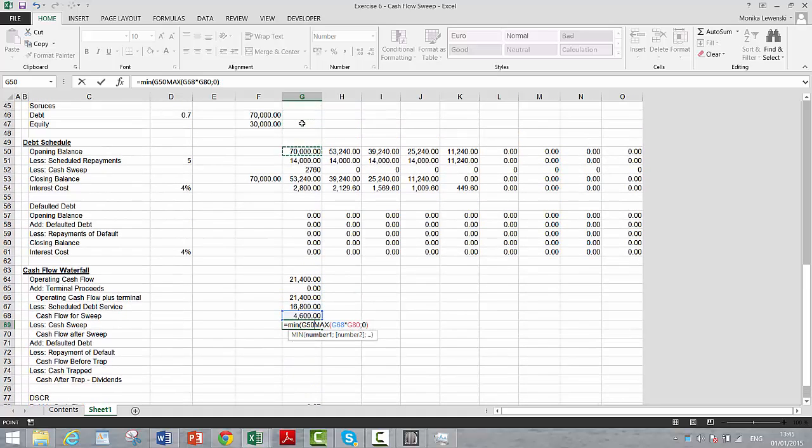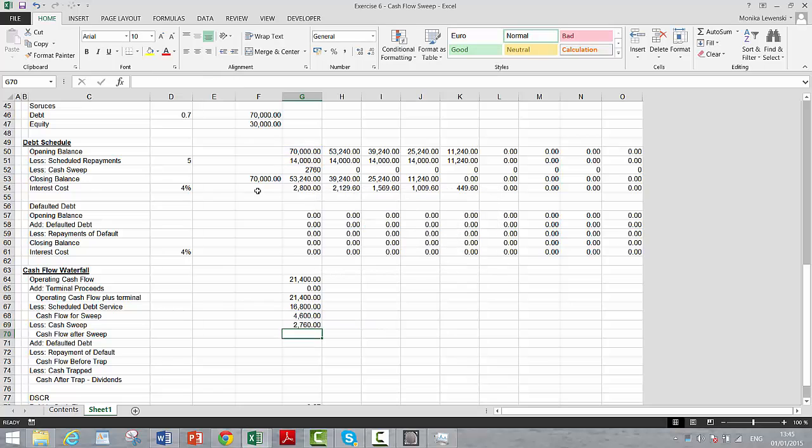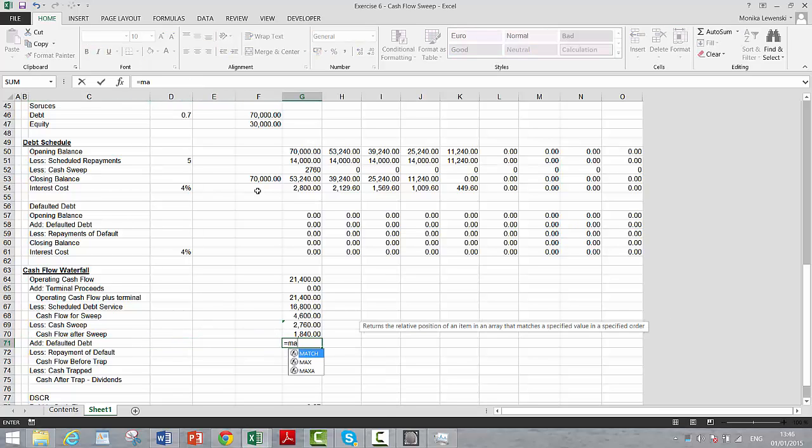So you take the opening debt balance minus the amount you've already repaid just in the line above for the debt service, and then you're okay. That's another min-max. And then you have the cash flow after the sweep. Okay. And if that's negative, then we have a default. So we put a maximum and put a minus that and 0.